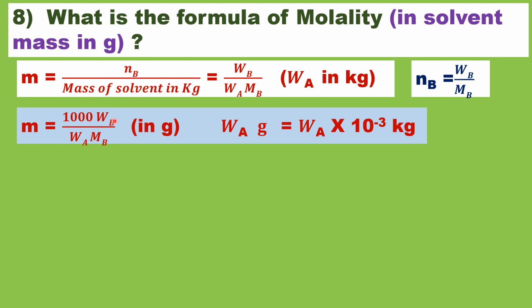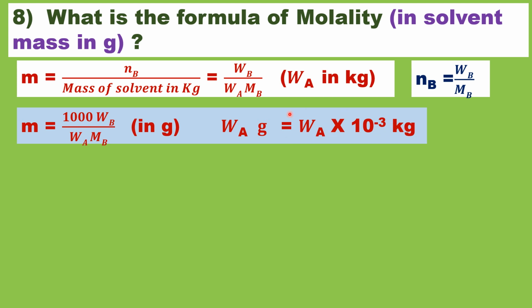This is the formula used when the mass of the solvent, the weight of the solvent, is in grams. For example, WA grams equals WA into 10 power 3. How is gram converted into kg? WA into 10 power minus 3 kg.